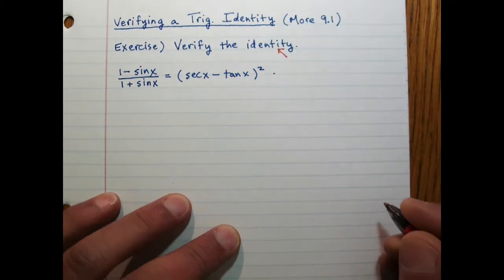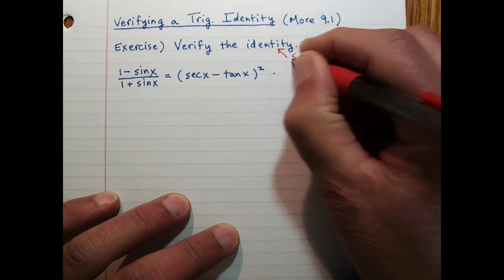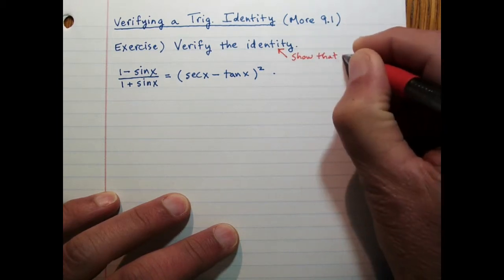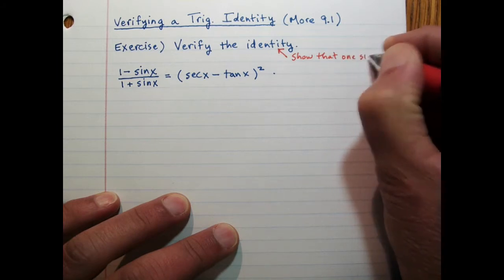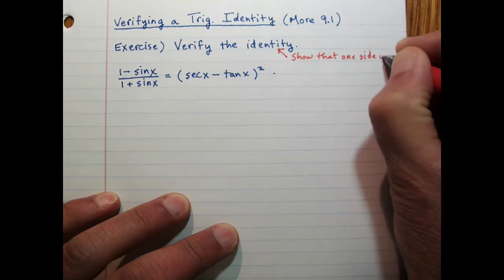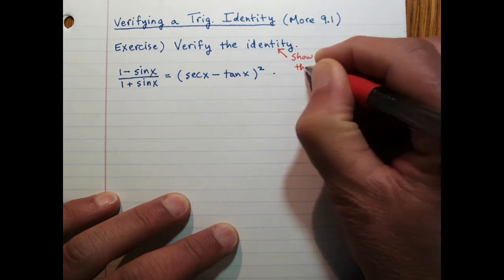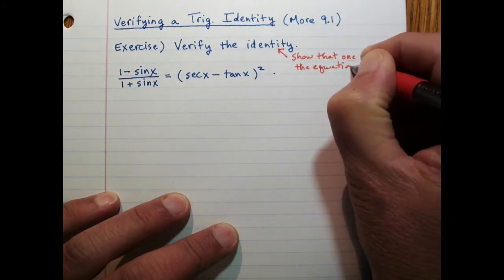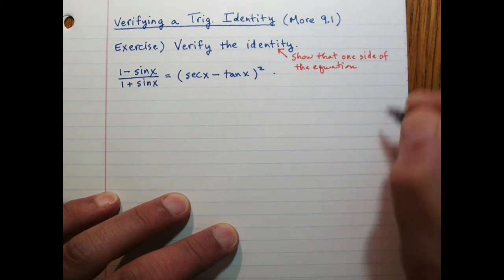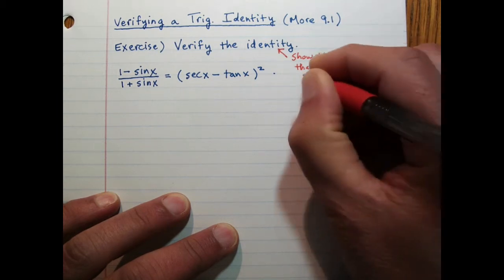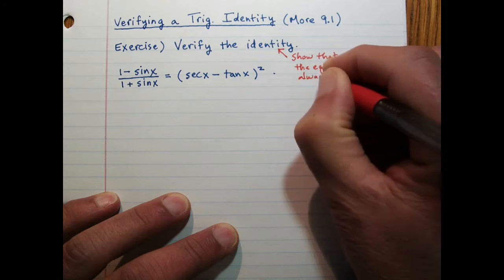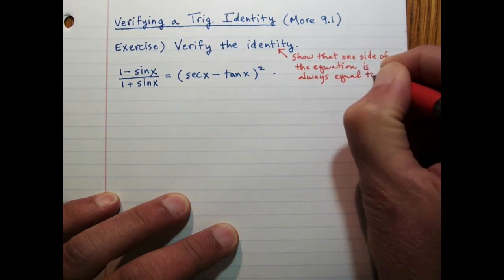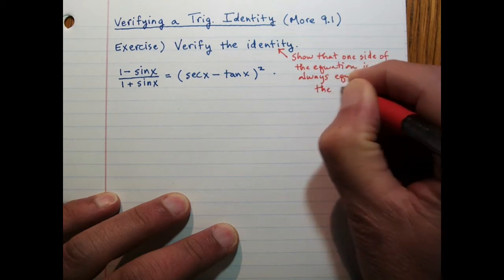when we verify an identity, we want to show that one side of the equation is always equal to the other side.